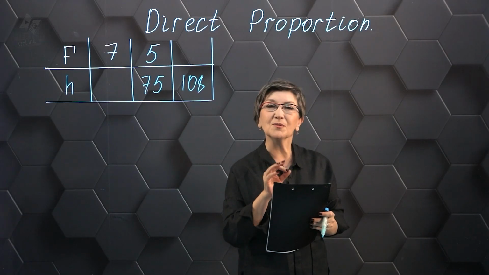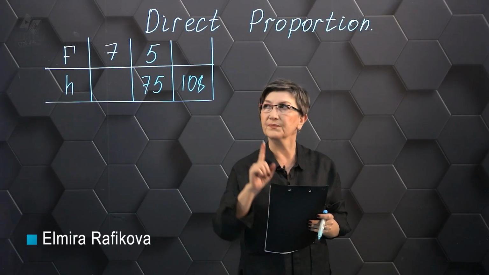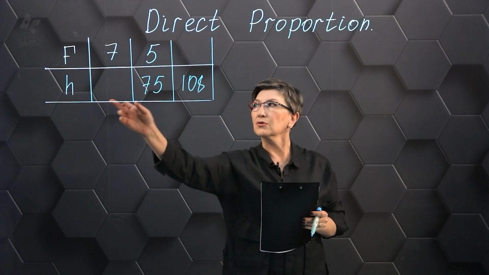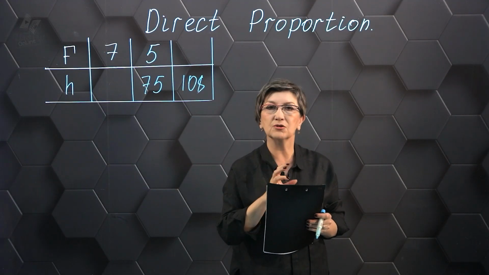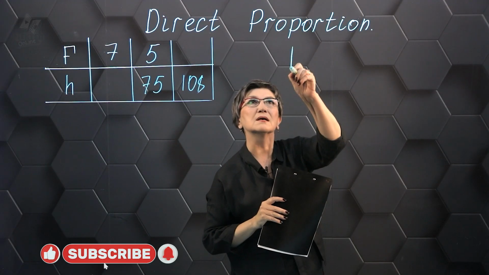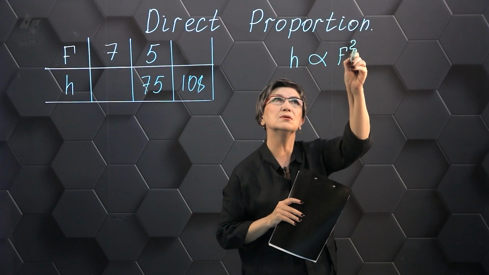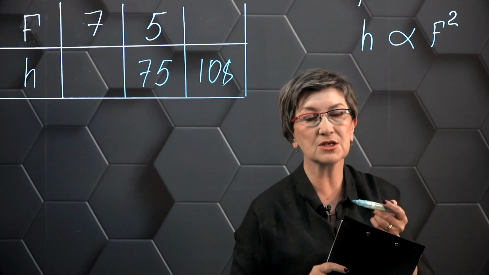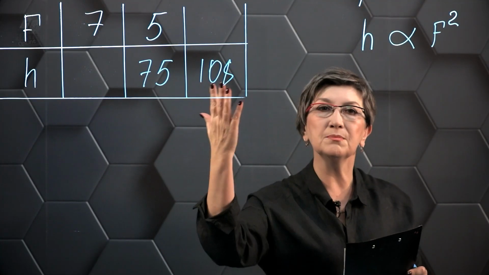Hello! Today in the lesson we continue to work with problems on directly proportional magnitude. The condition presents a table and says that the value of h is directly proportional to the square of f. This condition we need to write down. So h is directly proportional to the square of f. And we need to fill in the table. And we need to write down the expression that will define direct proportionality.